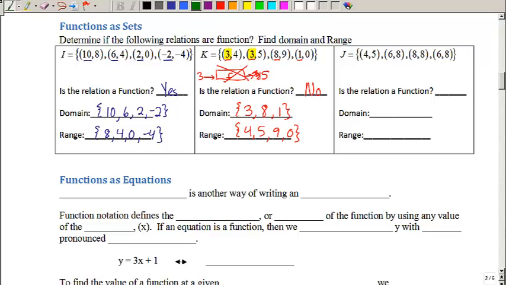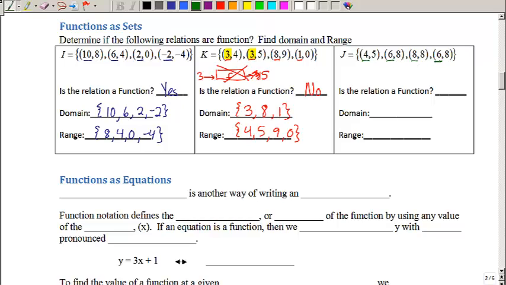On the last relation, I want to know if this relation is a function. I'm looking again at the x elements, and if any of these are repeating, then I need to take a closer look. 4 is being mapped to 5, 6 is being mapped to 8, 8 is being mapped to 8. Now that's okay, because the range can do whatever it wants. We are only really caring about the domain, the x values. So it's okay that the 8 appears twice.